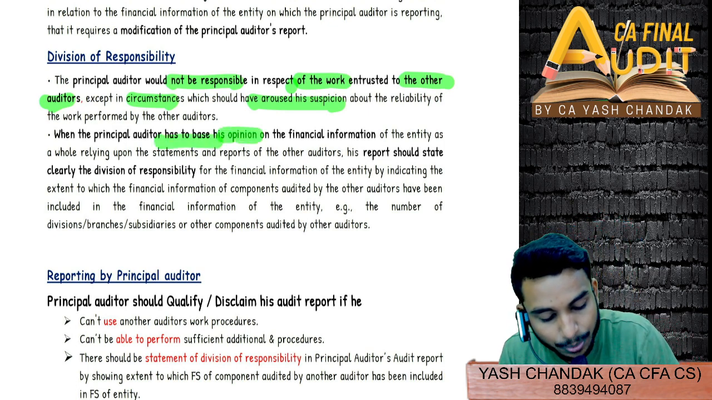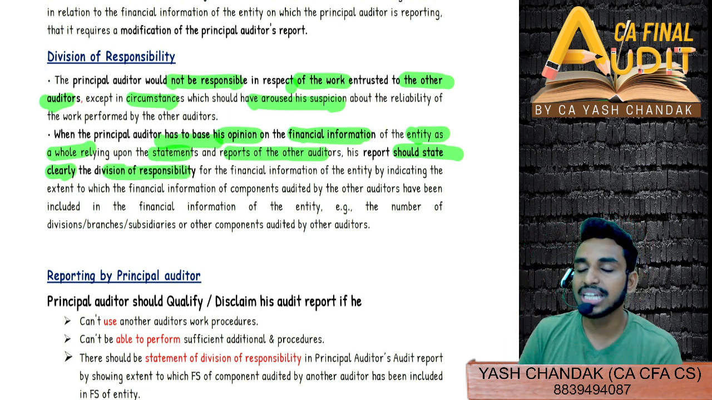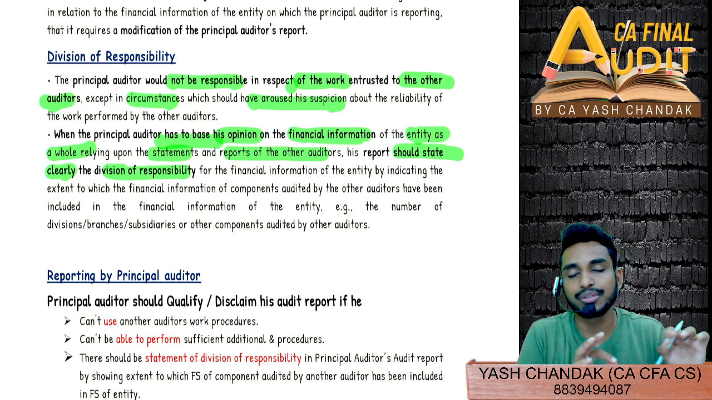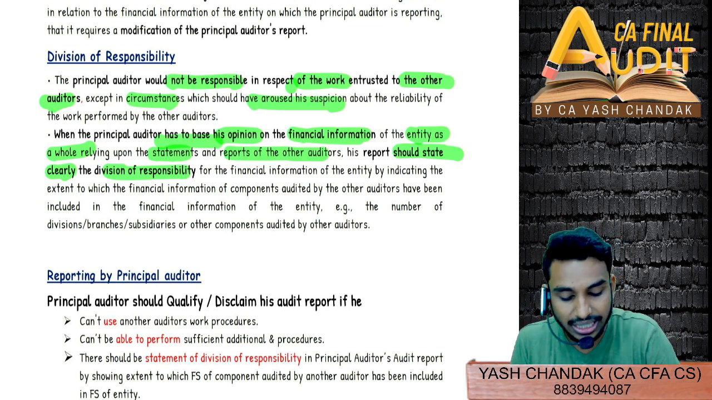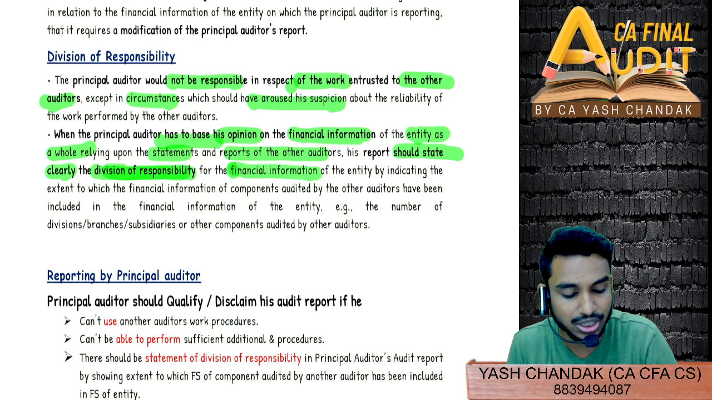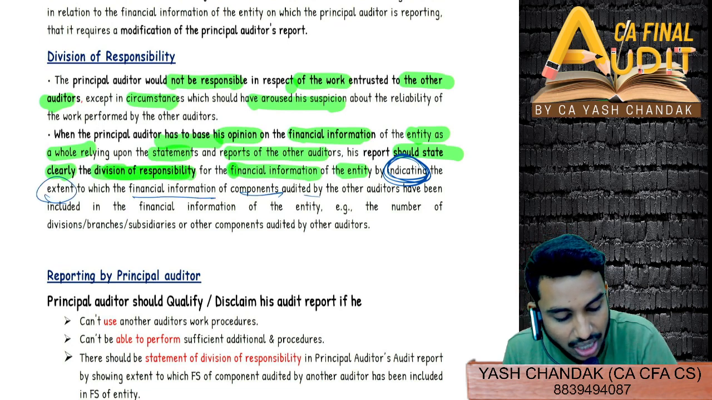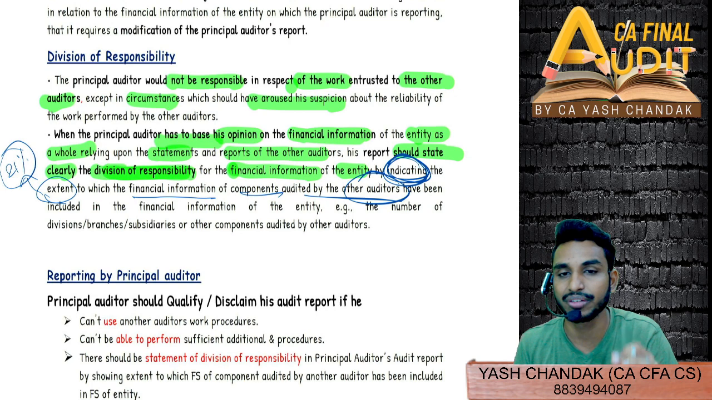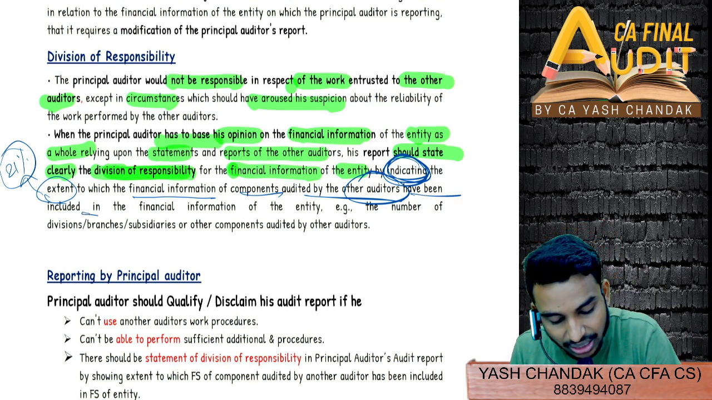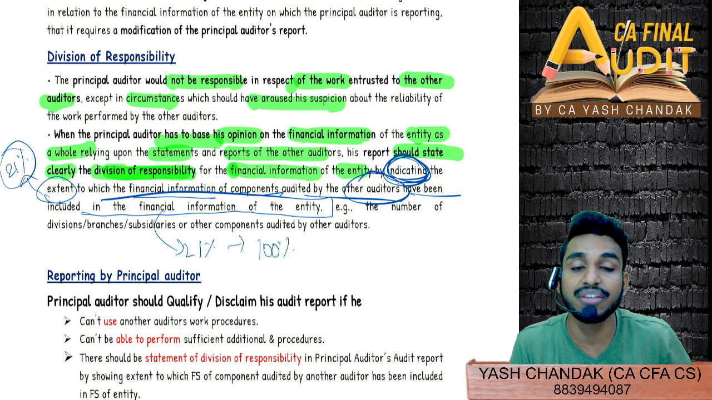When the principal auditor has to base his opinion on the financial information of the entity as a whole, relying upon the statements and reports of other auditors, his report should state clearly the division of the responsibility. I told you, right, that we will clearly state in our report, in our opinion, that we have done 79% of the total assets of the entity, and the rest 21% is being performed by other auditors. Clearly mention it, clearly divide the responsibility for the financial information of the entity, by indicating the extent to which the financial information of components is audited by other auditors. The extent, say 21% of the component's total assets, total revenue, total profit, whatever be the case, audited by other auditors, has been included in the financial information of the entity, and this 21% is included in our 100% of the entity on which we are giving our audit opinion.